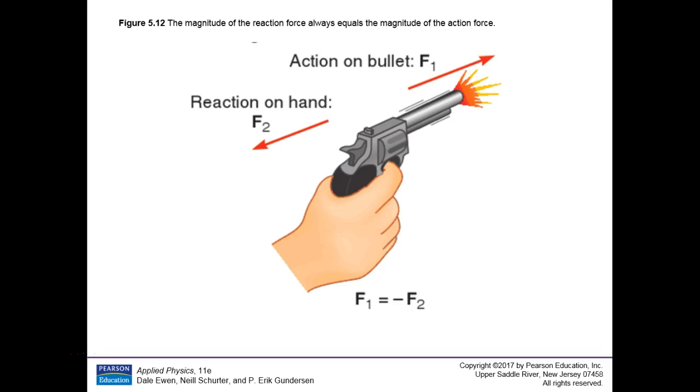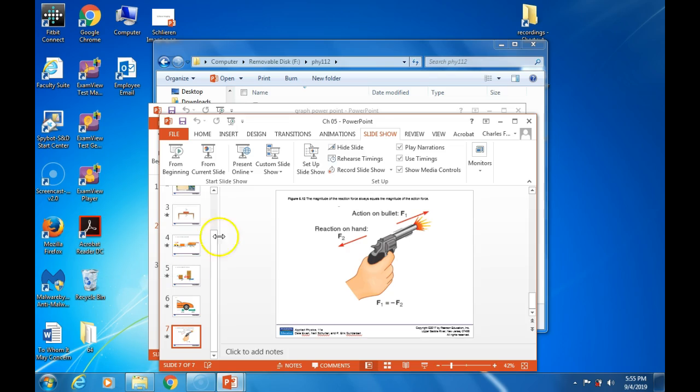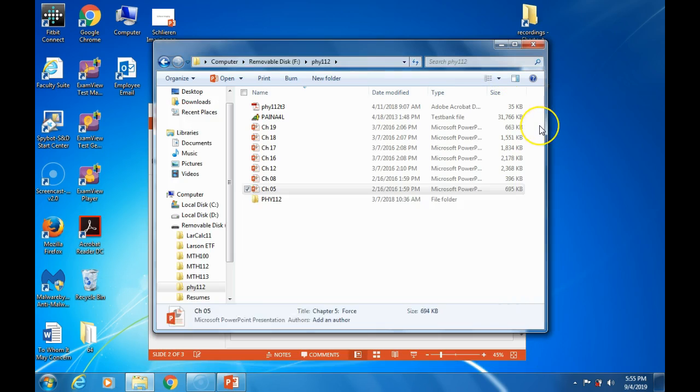Okay? Now, that was chapter 5. The next chapter, if you recall, in our syllabus and description and everything, is chapter 8. So let's get out of chapter 5. Okay. And go to chapter 8.